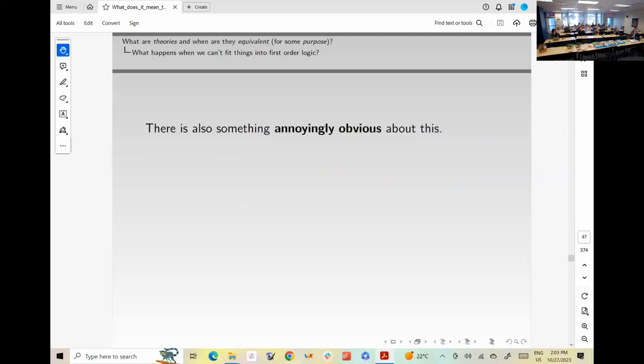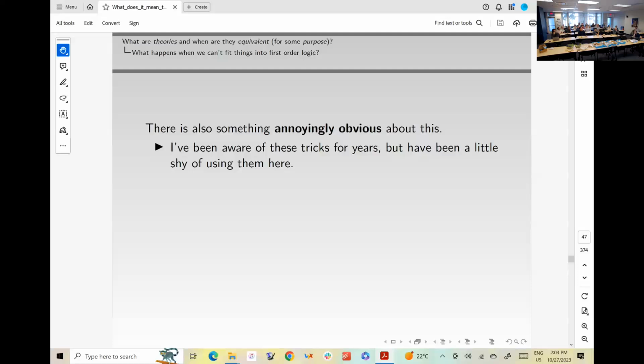But there's also something annoyingly obvious about it as well. So I've been aware of these tricks for years. I think I spoke to Jim about this when I first started here a long time ago now. But I was being very shy of using this trick, and I'll try to explain why. My reason is that using power set twice over a structure of any kind should give us pause.